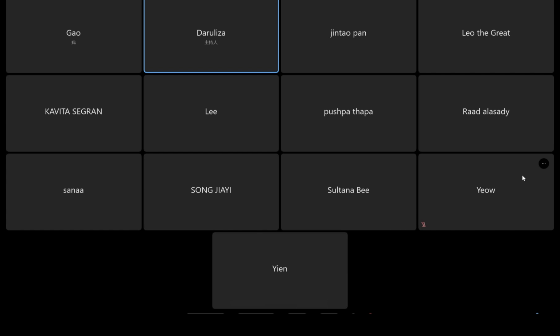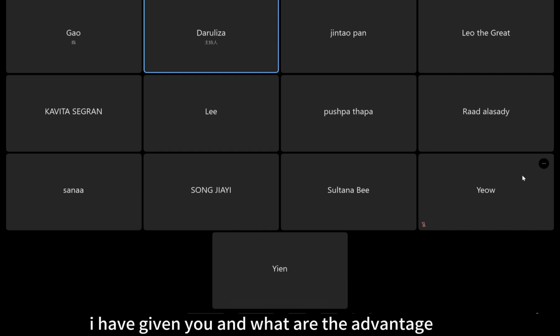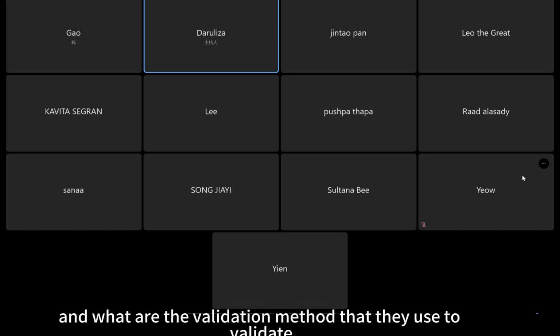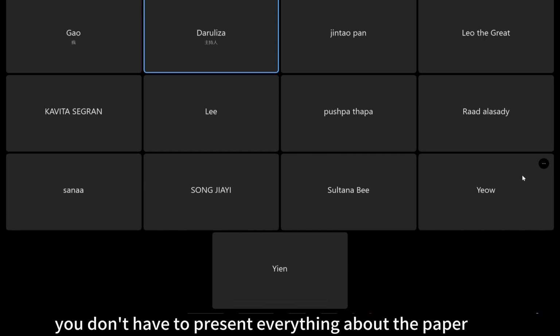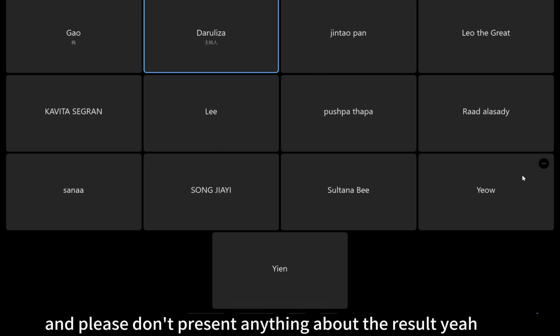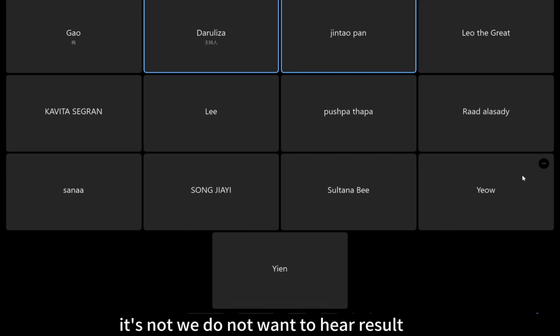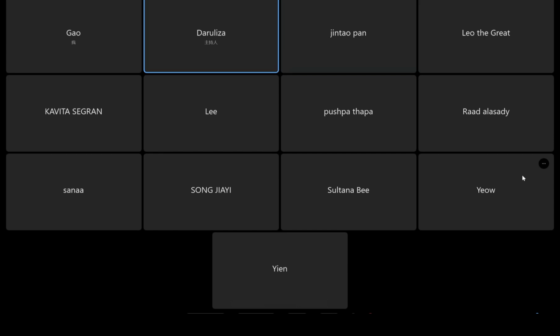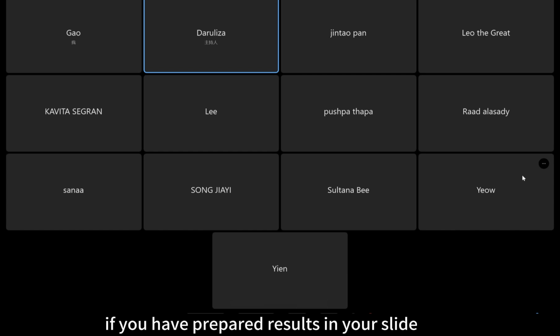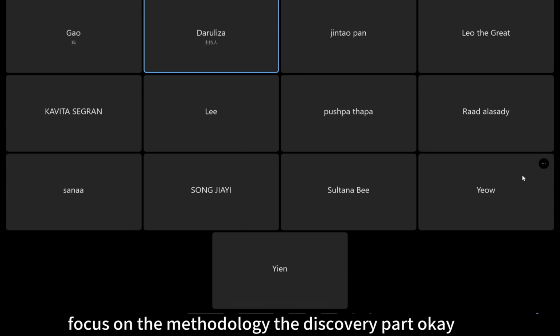Next presenter, please present only the method I have given you, and what the advantages and disadvantages are, and the validation method that they used to validate the biomarker that they discovered. You don't have to present everything about the paper, and please don't present anything about the result. We do not want to hear results. We just want to know the methodology of the discovery. If you have prepared results in your slide, you can skip the result part. Focus on the methodology, the discovery part, okay?